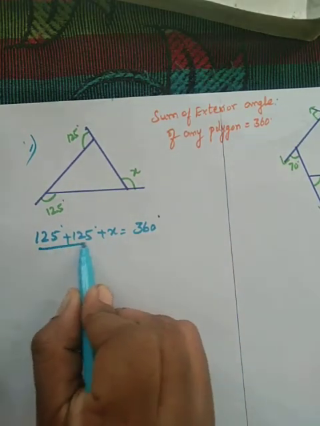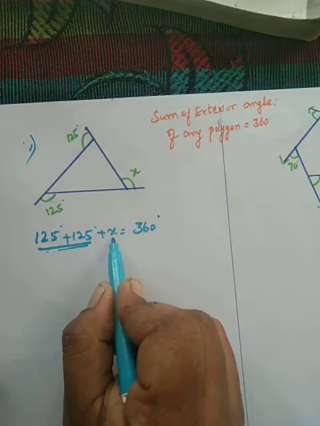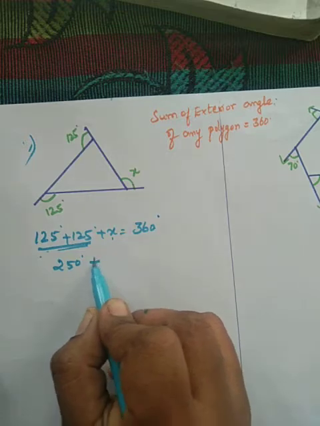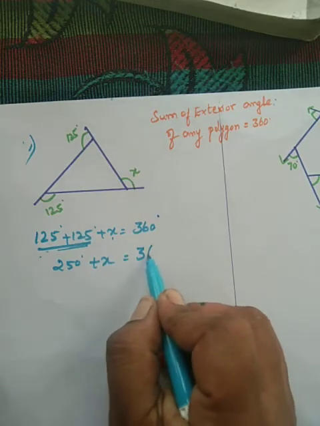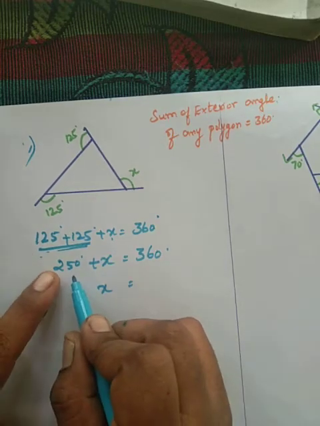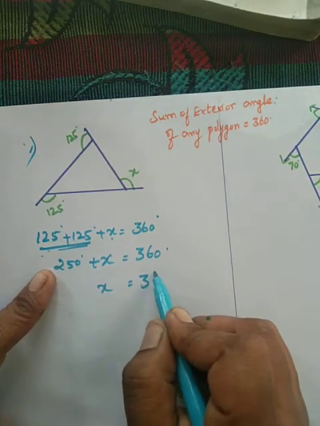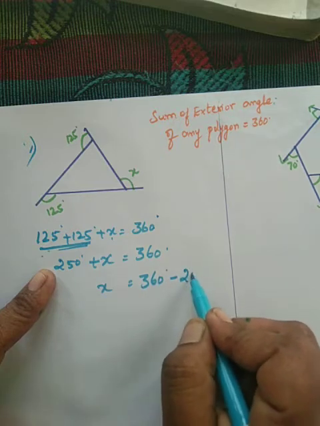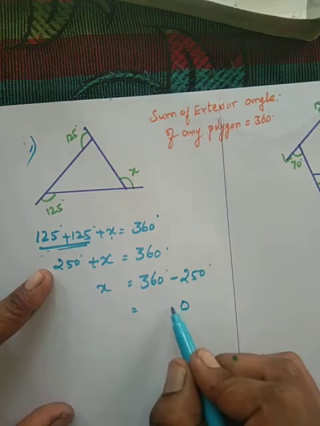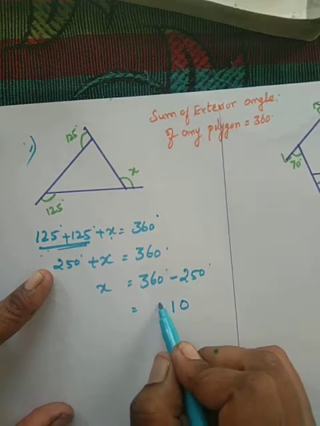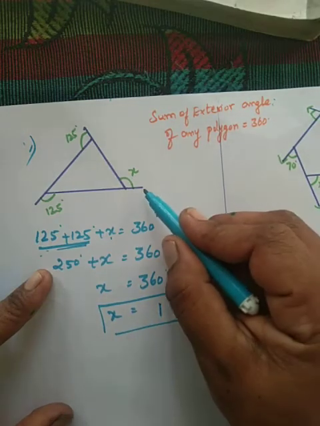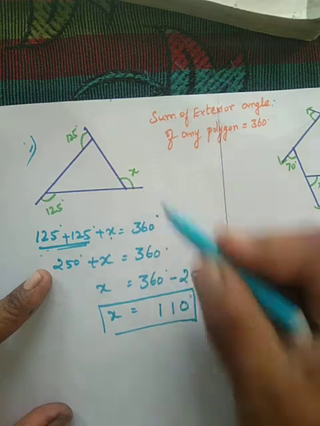Now I am adding these two angles, because x I cannot add. The answer will be 250 degrees plus x, that is equal to 360. Now the unknown angle, x, I should find. What is that x? This 250 degrees will move to this side as minus 250 degrees. Okay children, so 360 minus 250: 0 minus 0 is 0, 6 minus 5 is 1, 3 minus 2 is 1. So x will be equal to 110 degrees. So this unknown angle is 110 degrees.